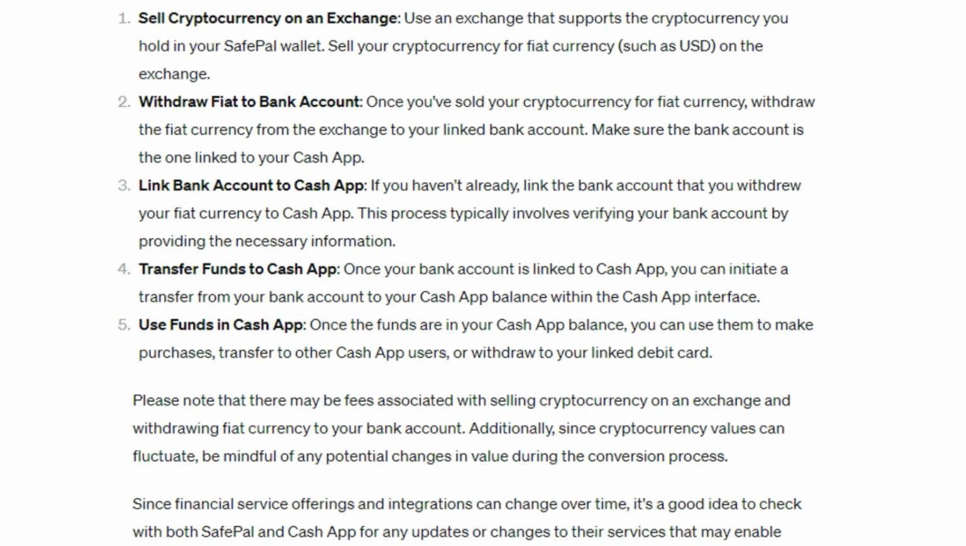Now, please note that there may be fees associated with selling cryptocurrency on an exchange and withdrawing fiat currency to your bank account. Additionally, since cryptocurrency values can fluctuate, be mindful of any potential changes in value during the conversion process. Since financial services offerings and integrations can change over time, it is a good idea to check with both SafePal and Cash App for any updates or changes to the services that may in the future enable more direct transfers. So that's basically how you can withdraw money from SafePal to Cash App.